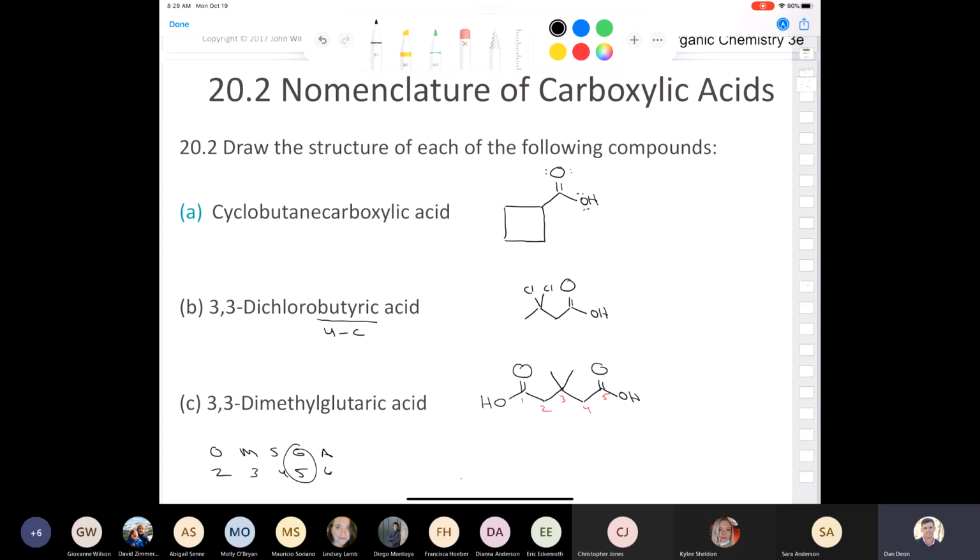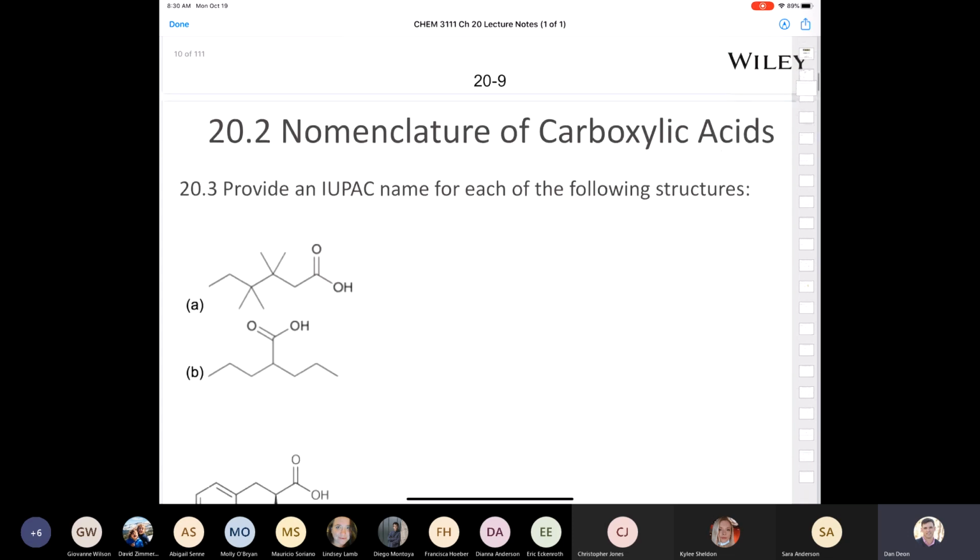So 3,3-dimethyl glutaric acid. Okay, give me a thumbs up if you think you could do that with a little bit of practice, which is totally normal. As I told you, there's a lot of nomenclature in this chapter. All right, great. I can't stress it enough. The easiest way to master all this is simply to practice over and over and over, and you'll get better and better at it, I promise.